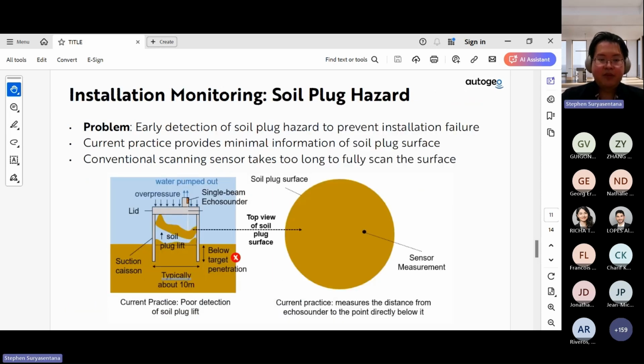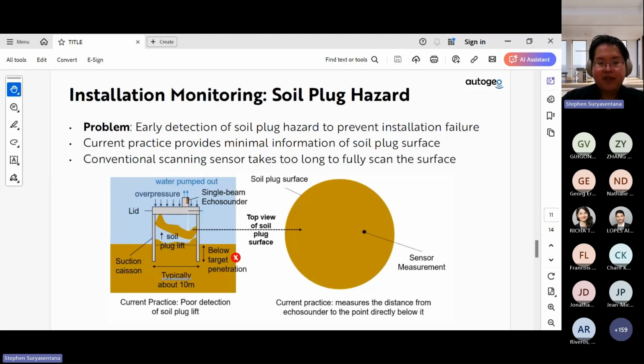And the last example that I'm going to talk about is on real-time predictive monitoring during suction caisson installation. So the problem here is that during caisson installation, there are some salt plug hazards that may prevent caisson installation to reach its target penetration depth. And this may result in very costly remediation measures.